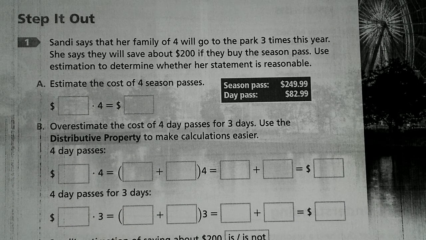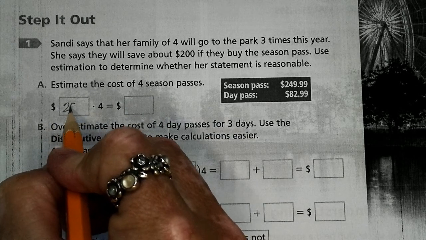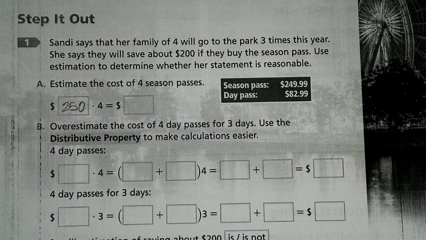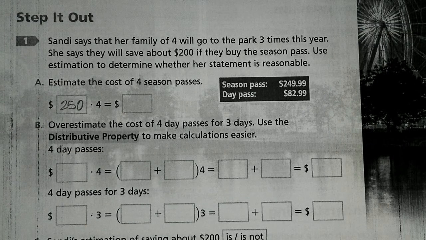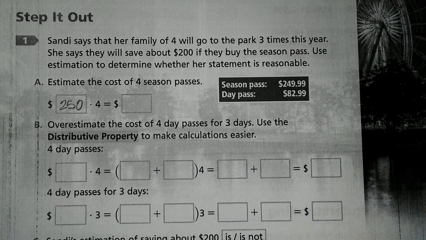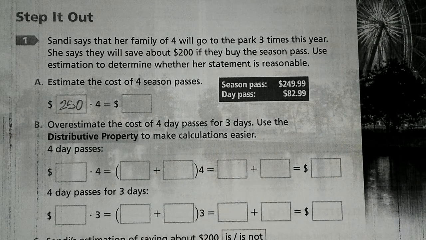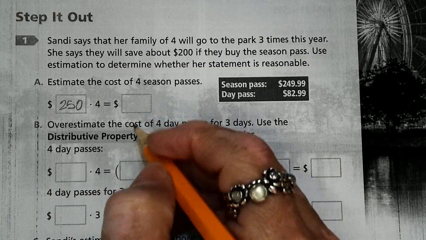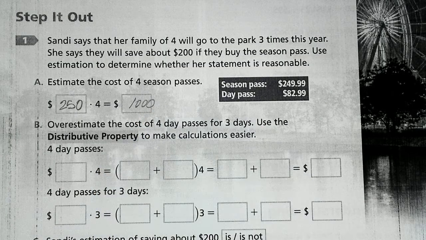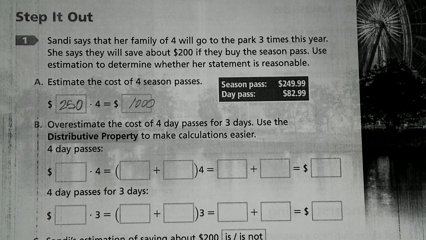So what can I round that $249.99 to? 250. Yes, that would be the best thing to round it to. Then 250 times 4 gives me what? This is a calculator standard, guys, so you can have your calculators out. 1,000. So it will cost her $1,000 for 4 season tickets.